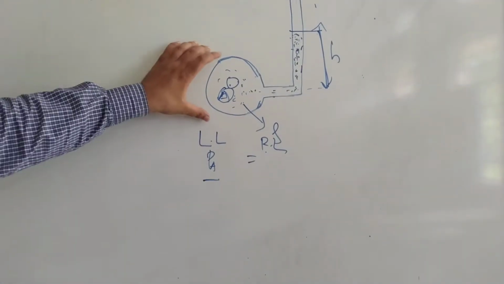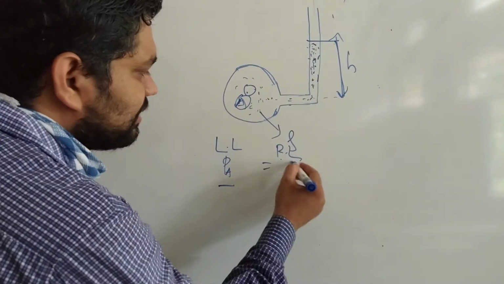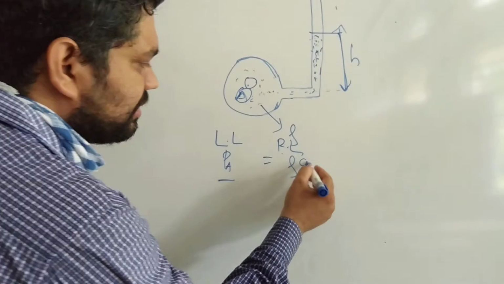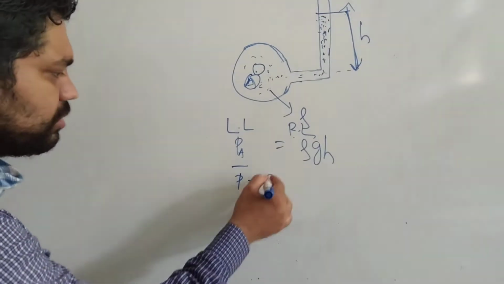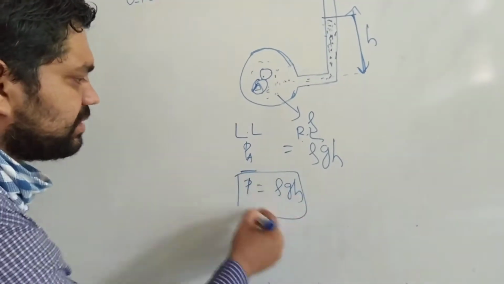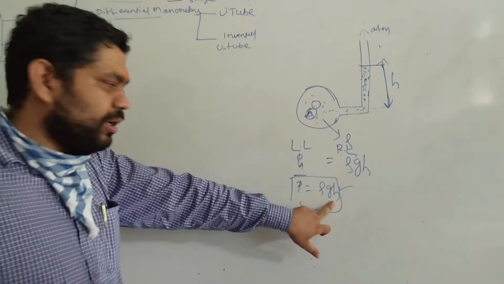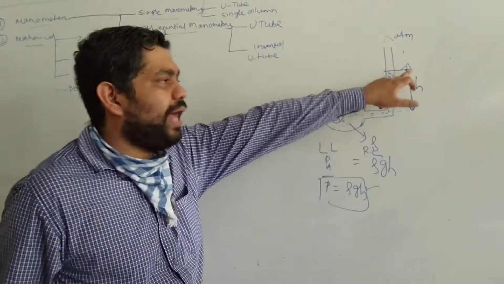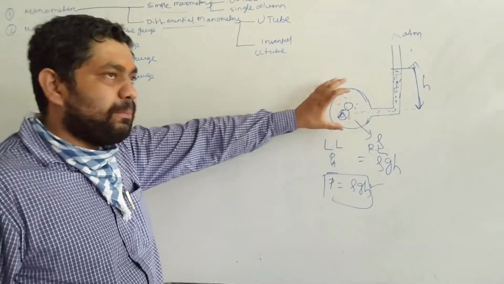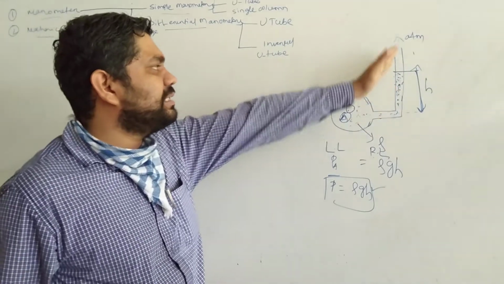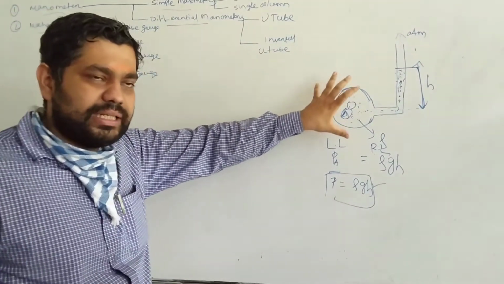Here PA is the pressure inside the vessel and H is the height relative to atmospheric pressure. There is a density, gravity and a height. From this you can find P equals rho g h. The pressure inside the vessel is rho g h, where rho stands for density, g for gravitational acceleration and h for the height of the right limb. In this way you can define the piezometer. This is a simple type of manometer where only a single liquid is used for measuring the pressure, with one side acting on the atmosphere.